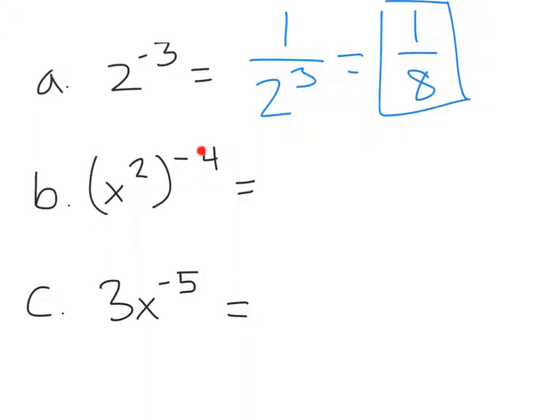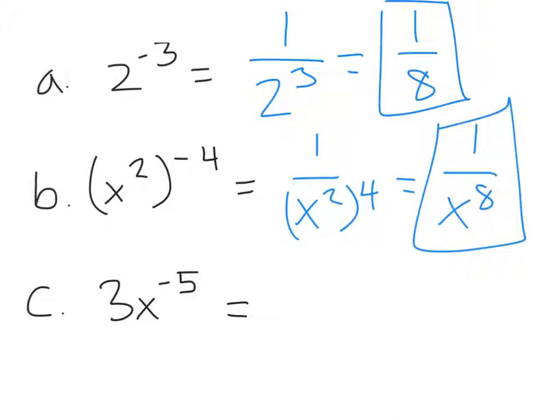Here we have a negative exponent, so we can drop it down the denominator, 1 over x squared to the 4th. Now it's positive, right? And then we'll use that power to a power rule. This will be 1 over x to the 8th. Remember, when there's power outside the parentheses, you multiply them.